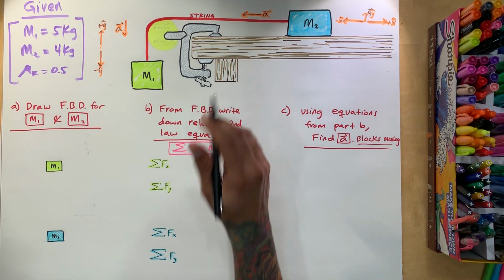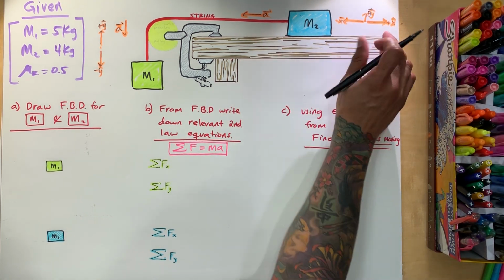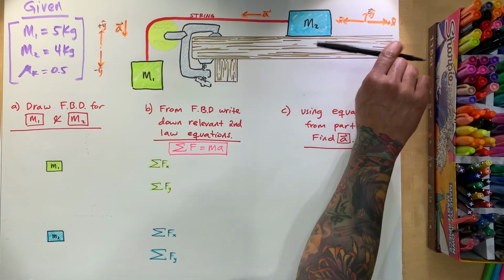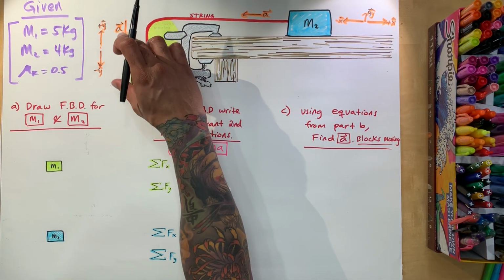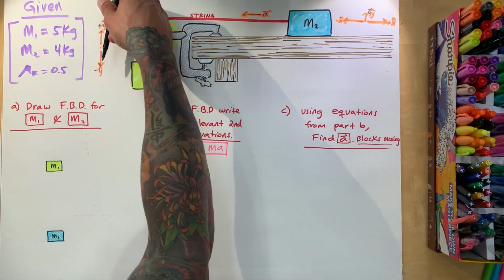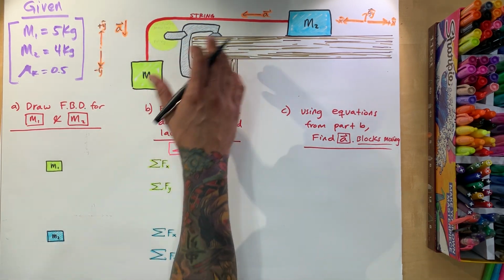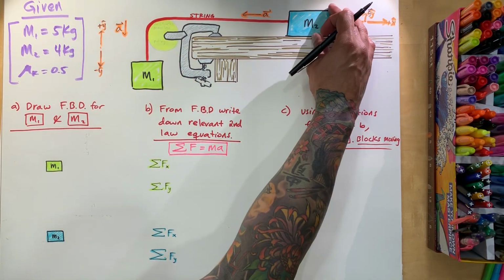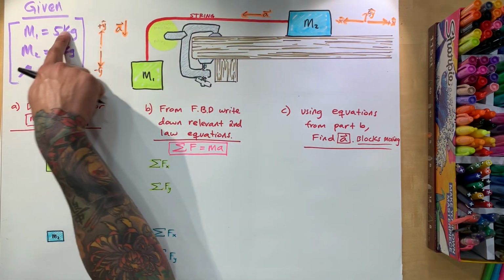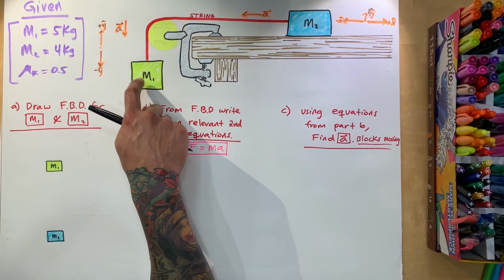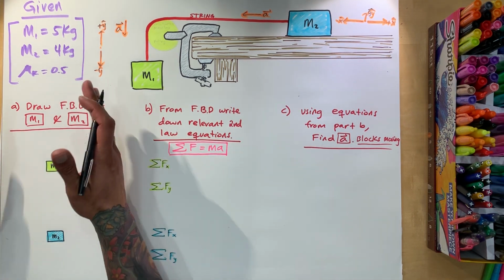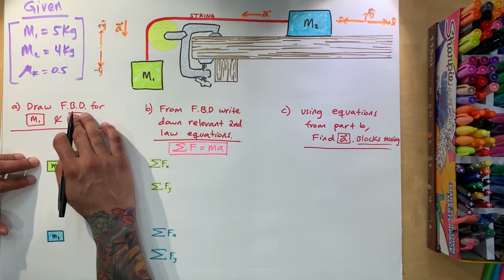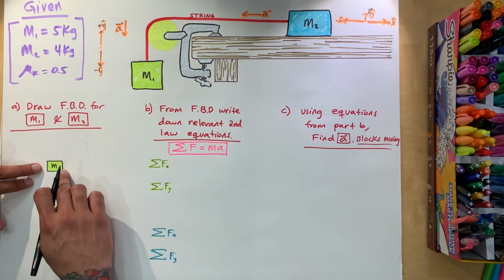So the first thing we want to do is establish that positive is to the right and negative is to the left. For this box, positive is up and negative is down. So this thing is accelerating down, and this box is moving this way because mass 1 is greater. It has more mass than this top one. Let's take a look at the first question: draw a free body diagram for M1 and M2.